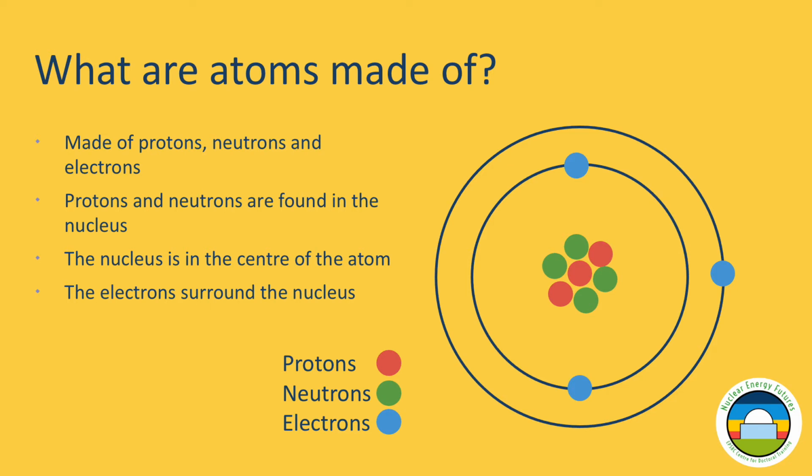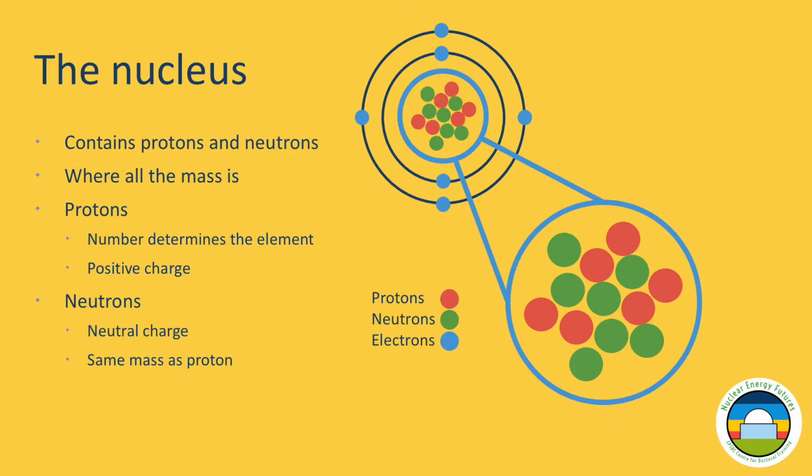Atoms are made up of protons, neutrons, and electrons. Protons and neutrons are found in the nucleus, which is at the centre of our atom. Our electrons orbit around our nucleus. Let's have a look at the nucleus in more detail.